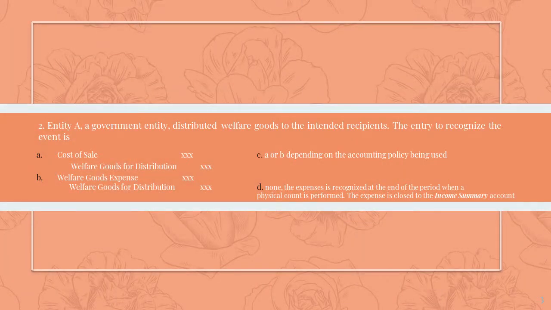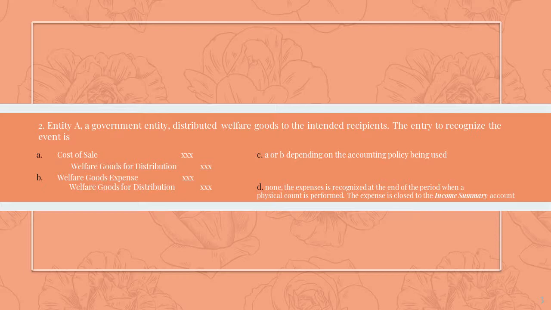Number 2. A government entity distributed welfare goods to the intended recipients. The entry to recognize the event is A. Debit to cost of sale and credit to welfare goods for distribution. B. Debit to welfare goods expense and credit to welfare goods for distribution. C. A or B depending on the accounting policy being used. And letter D. None.